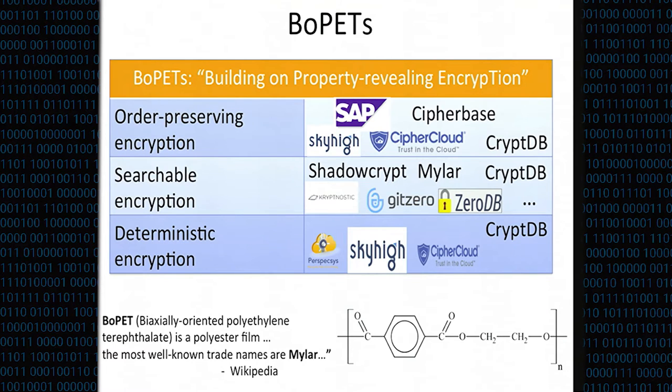Just to make this a little bit more concrete, if you look at this last row, CryptDB, these three companies have received a little over $200 million in VC funding in the last 4 years. So this is real money that people are spending on BOPETs. So it's important to understand their security.